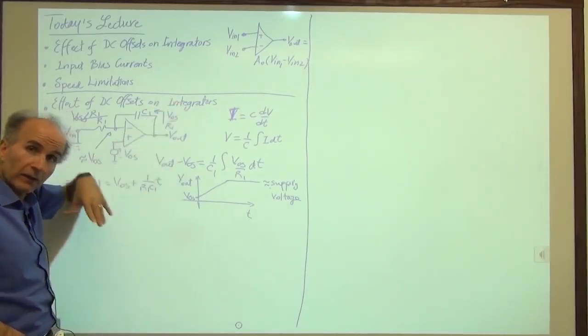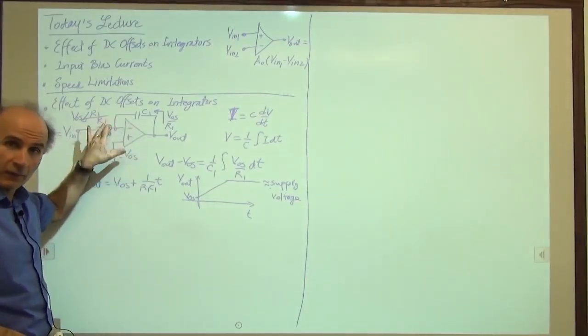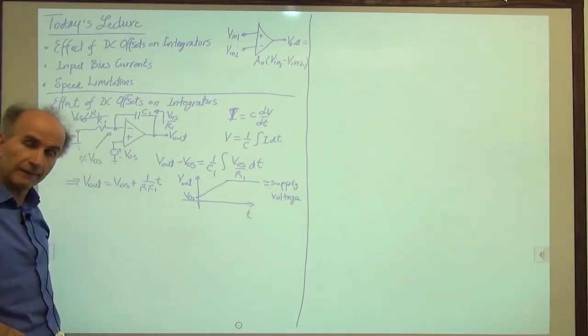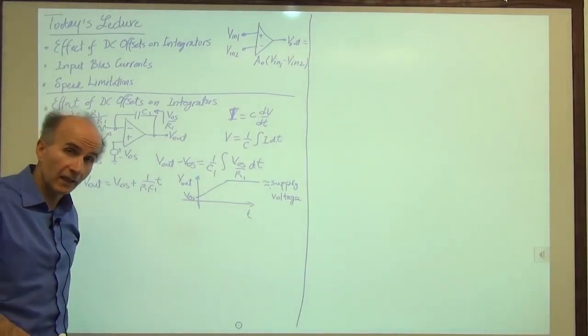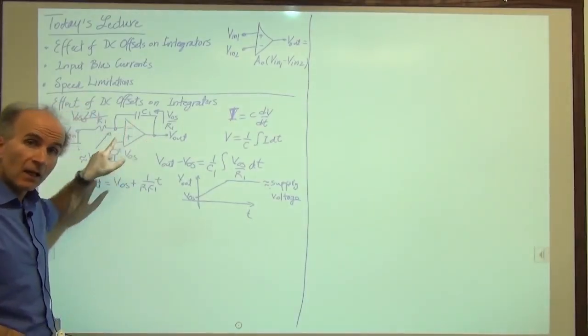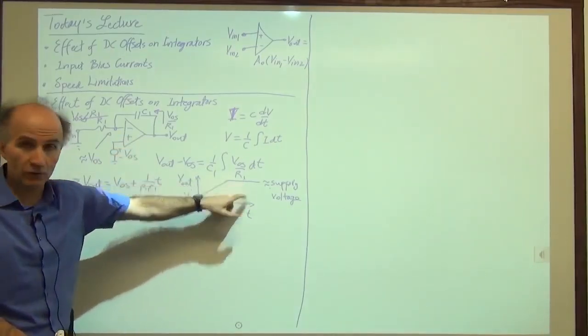Now, if I come along and I apply my input, the op-amp is dead, there's no gain. The gain from here to here is close to 0. The circuit is not an integrator. We have nothing. So we say that the integrator has integrated the DC offset of the op-amp and reached saturation.